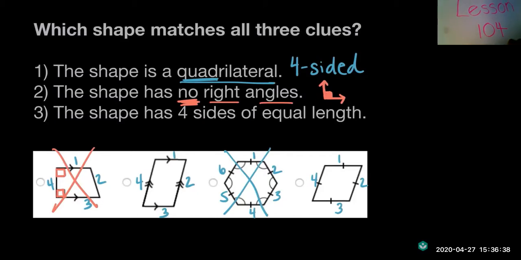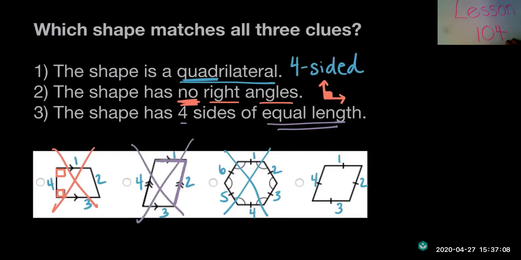And finally, our last clue, the shape has 4 sides. We knew that because it was a quadrilateral. And those sides are of equal length. That means each of the sides is the same length. Looking at this first one that we have left, shape 2, it looks like these sides on the ends are shorter than the sides going up and down. So it looks like they are not equal length, so we can rule this one out.